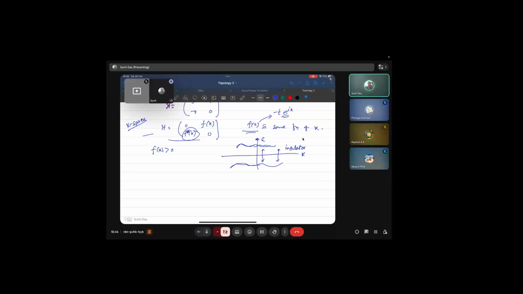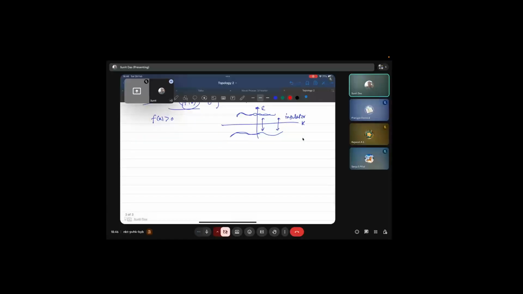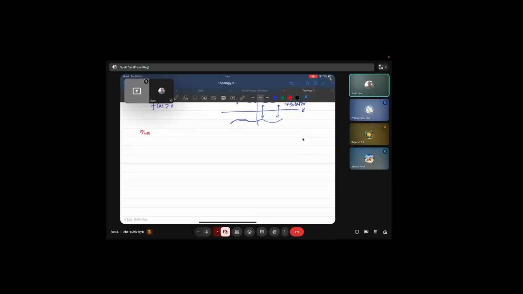So this was one set of band insulator, which is kind of the same as the atomic insulator. So the key message for this is that there is some set of atomic insulator, or band insulator, let's say, which are the same as atomic insulator.